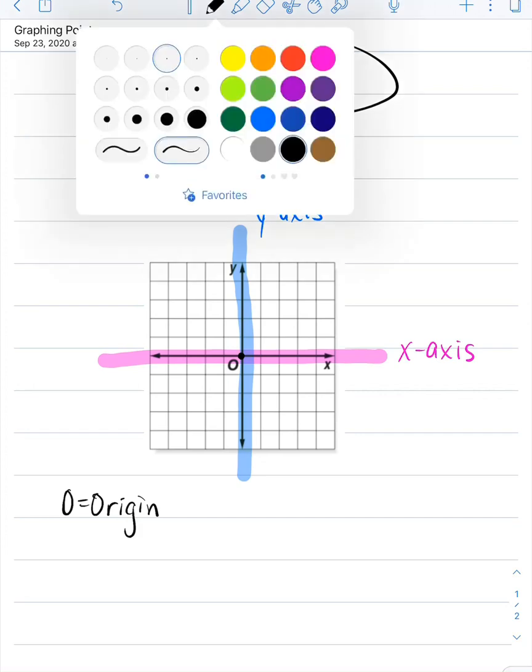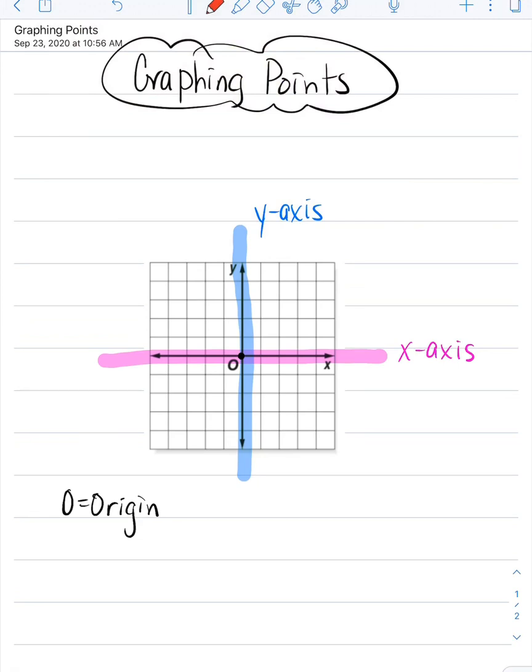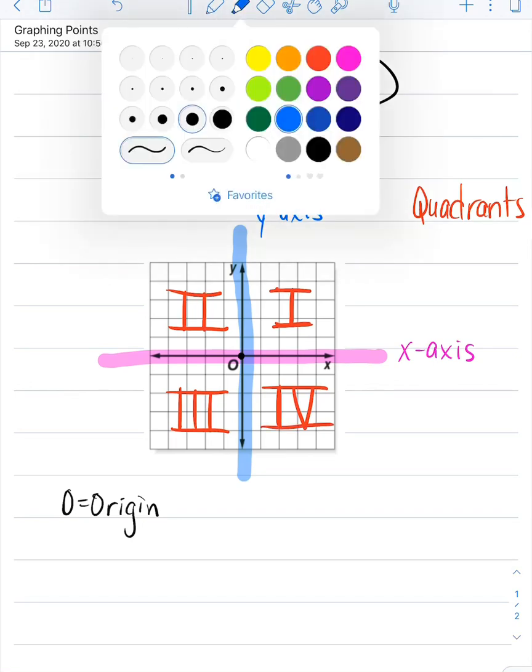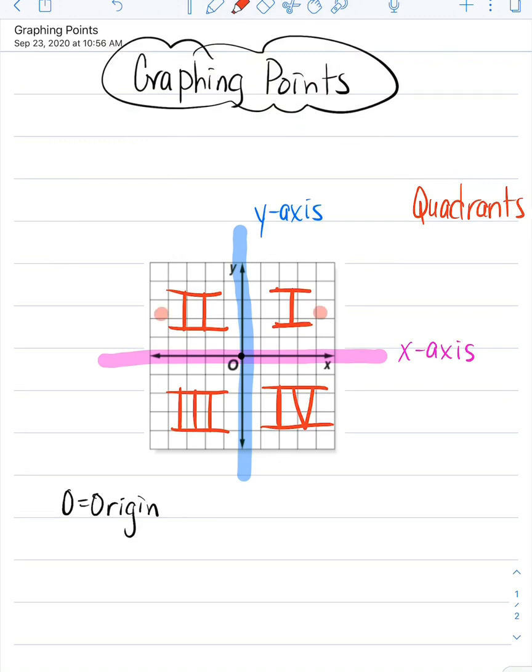So the next thing I want to remind you of is that once these two number lines cross, they form what are called quadrants. Quad means four, so it forms four little sections of the graph, and those have Roman numerals. This section is the first quadrant. This section is the second. This section is the third quadrant. And this last one is called the fourth quadrant. So one more time, our four quadrants are 1, 2, 3, and 4.